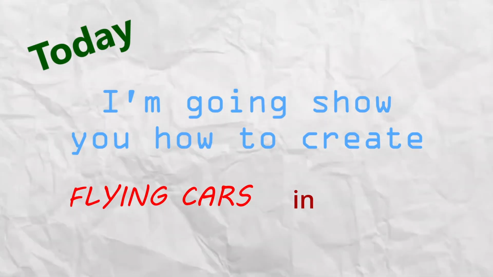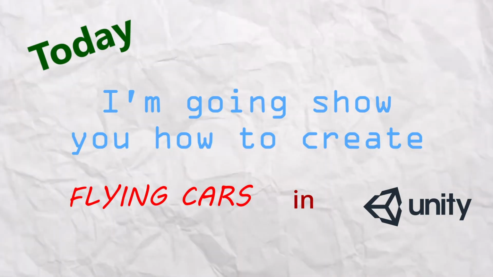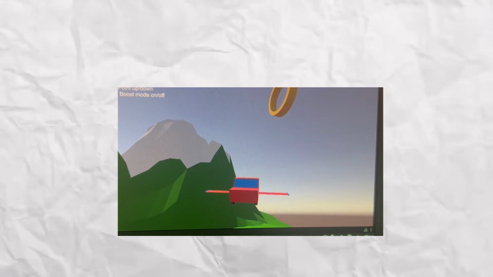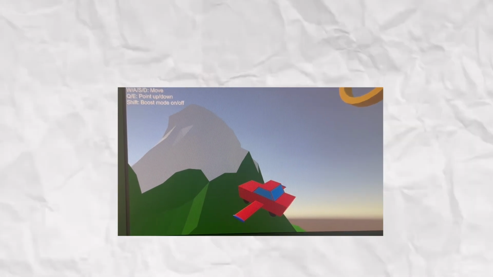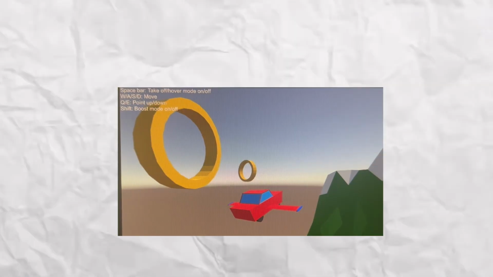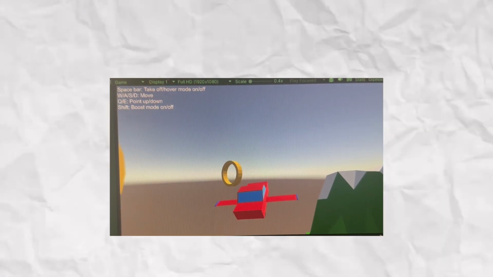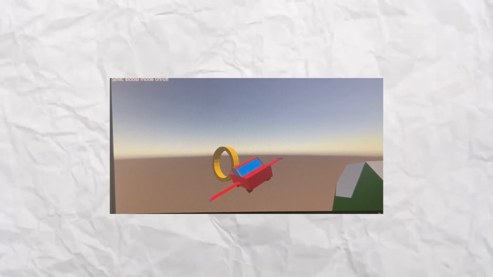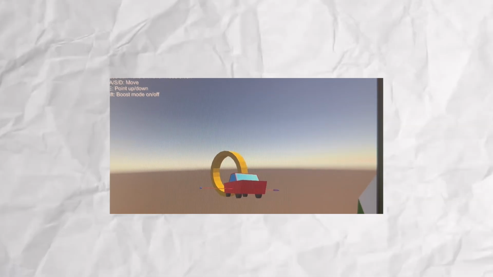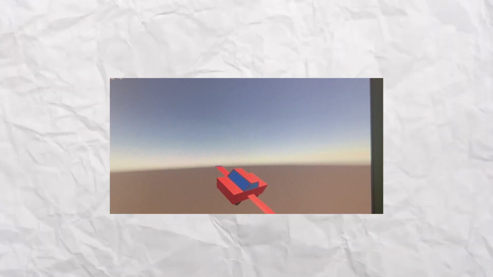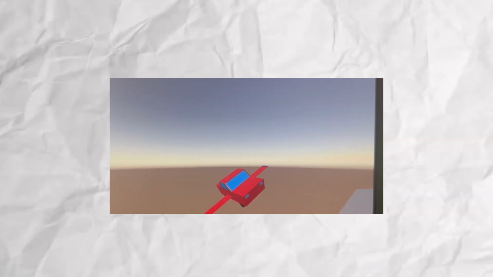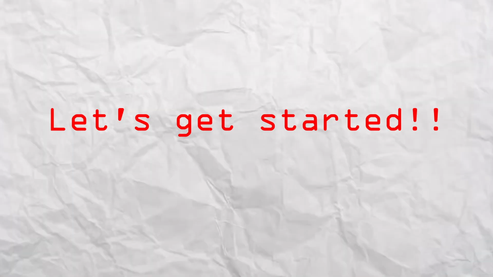Today I'm going to show you how to create flying cars in Unity 3D. By the end of this tutorial, you'll have yourself a flying car game in which you can score points by going through golden rings in a scenic background with mountains covered all over. This futuristic game is what I'm showing you right now, and that will be the end project. So without further ado, let's get on with this video.